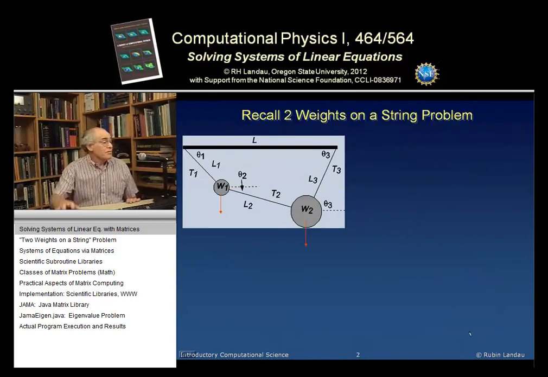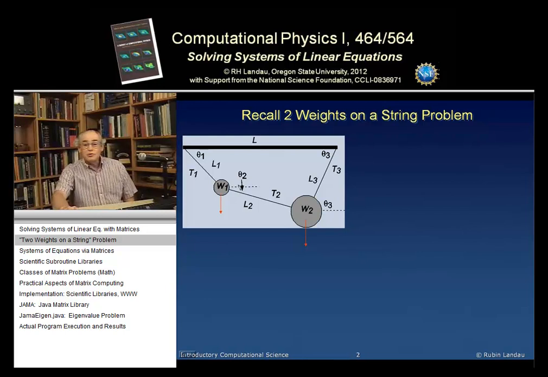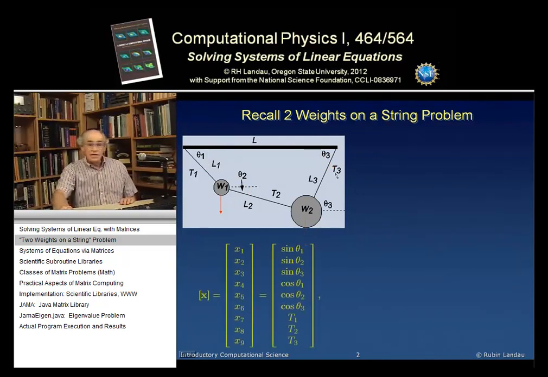So let us look. Recall one such problem, our two weights hanging by strings. So this is a problem we talked about when we did searching. We talked about this a number of times. And here we have two weights, W1 and W2, angles, theta 1, theta 2 here, and theta 3 of the strings. And your problem is to discover what the angles are and determine what the tensions in the strings are. That's not so hard. The problem is, of course, you have to solve this as a simultaneous equation, and there are too many unknowns to do by hand.